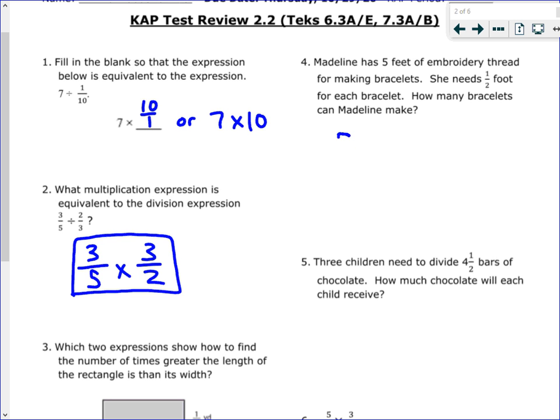5 divided by 1/2. Remember, when you're doing whole numbers, you want to write them over 1. So 5 over 1 divided by 1/2. And in order to solve that, we need to multiply by the reciprocal. So it's going to be 5 over 1 times 2 over 1. So we're multiplying by the reciprocal, multiply across, and we get 10 bracelets. And that kind of makes sense. 1/2 of a foot. So 2 of those would equal 1, or 2 bracelets would equal 1 foot. So 10 is our answer. 10 bracelets.